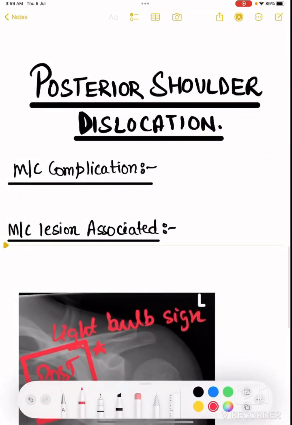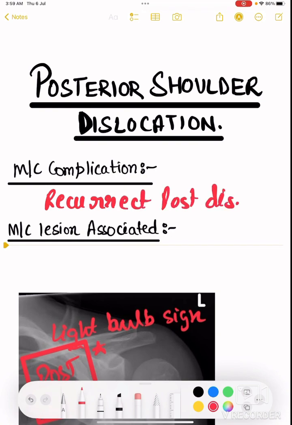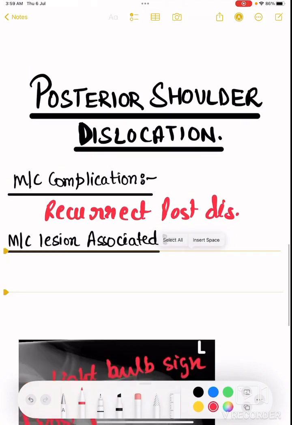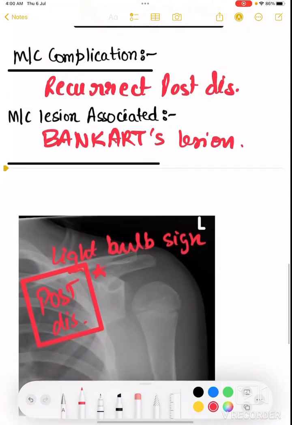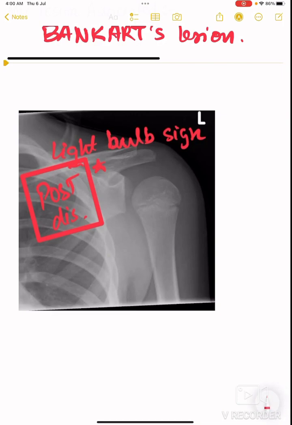Now coming to posterior dislocation, what is the most common complication? The most common complication of posterior dislocation is recurrent posterior dislocation, right? And the most common lesion associated with it is Bankart lesion. I'm again telling you, I'm not going to discuss these things, and I'm just giving it for the sake of completion. And lastly, the radiology looks like this, light bulb sign.